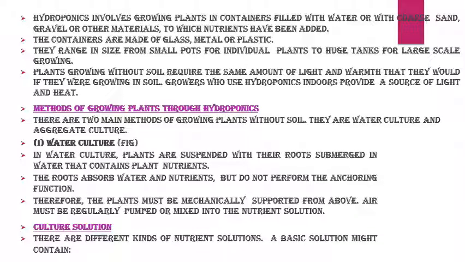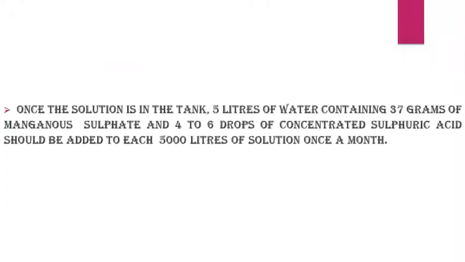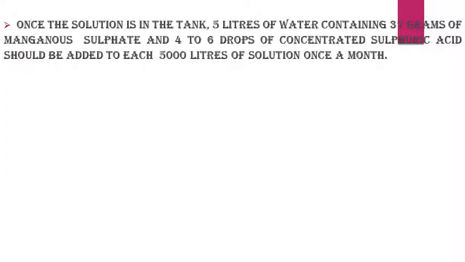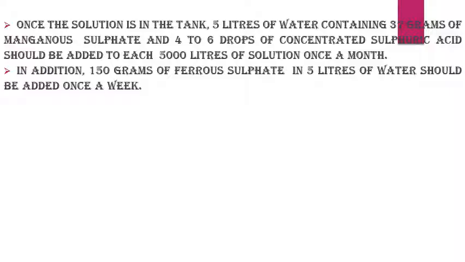A basic solution: once the solution is in the tank, 5 liters of water containing 37 grams of magnesium sulfate and 4 to 6 drops of concentrated sulfuric acid should be added to each 5000 liters of solution once in a month. In addition, 150 grams of ferrous sulfate in 5 liters of water should be added once in a week.